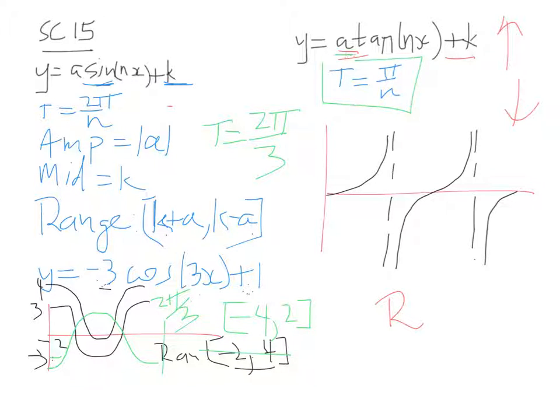For a tan graph, a little bit different. It's not 2 pi over n, it's just pi over n for your period, and then your plus k or minus k shifts it up and down, and a, like I said, is not an amplitude, it's a dilation from the x-axis. And of course, if it's negative, it would be flipped like this. And here we've got circular function graph.